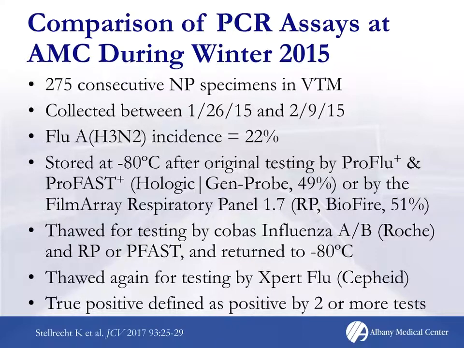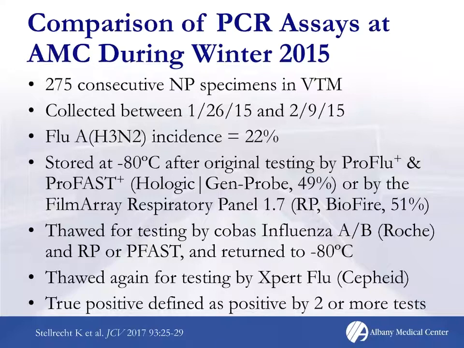And the samples were stored after the original testing, which was, depending on physician order, about half of them originally tested by the PFlu Plus and ProFast assays, and half by the BioFire respiratory panel 1.7. And so then they're frozen at -80. They were thawed for testing by the cobas assay on the cobas liat, and either the respiratory panel or ProFast, depending on what test was still needed. Returned to the freezer again.